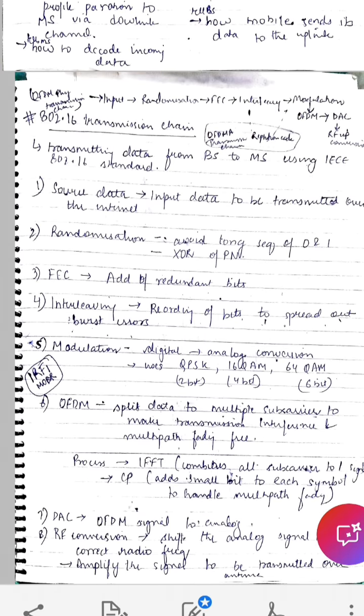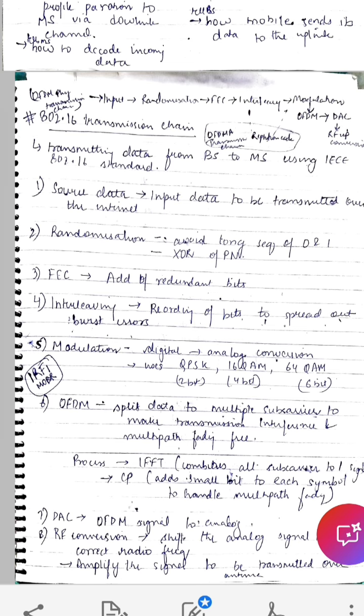Now coming to the third concept, that is the 802.16 transmission chain. It is used for transmitting the data from the base station to the mobile station using IEEE standards. It consists of an input, then randomization, then forward error correction codes, then interleaver, then modulation, then OFDMA, and then digital to analog converter, and then RF up converter.